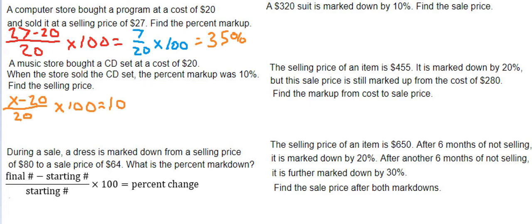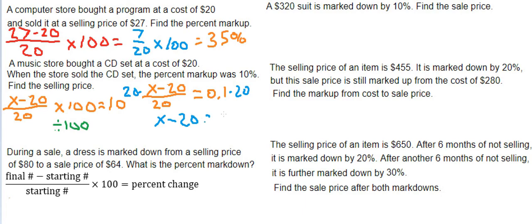So the next step in this orange one is to divide both sides by 100. And that's going to give us x minus 20 over 20 equals 0.1. Now we would multiply both sides by 20 to eliminate the denominator. So we have x minus 20 equals 2, and then we would add 20 to both sides to get our answer of $22. So the markup would be $2, and the total amount will be $22.